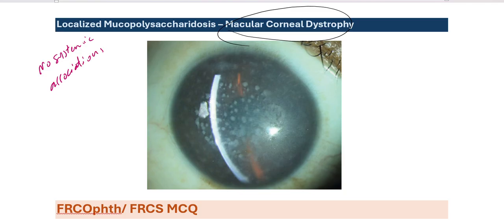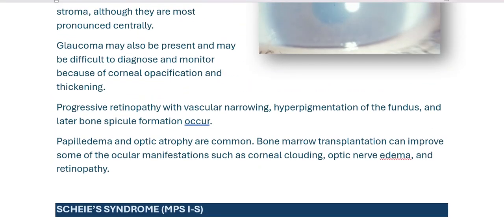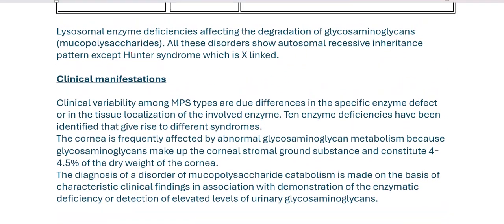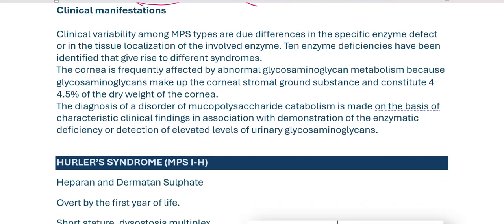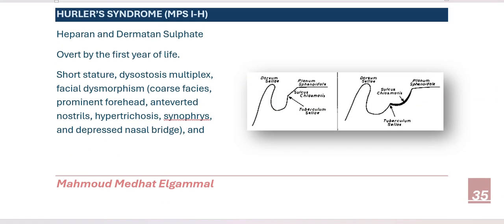And if you remember from the cornea literature review lectures, it's autosomal recessive, in contrast to all other stromal corneal dystrophies, which are autosomal dominant. And this makes sense because mucopolysaccharidoses are all autosomal recessive except Hunter syndrome, which has an X-linked inheritance pattern. We'll start with mucopolysaccharidosis type 1, Hurler syndrome.